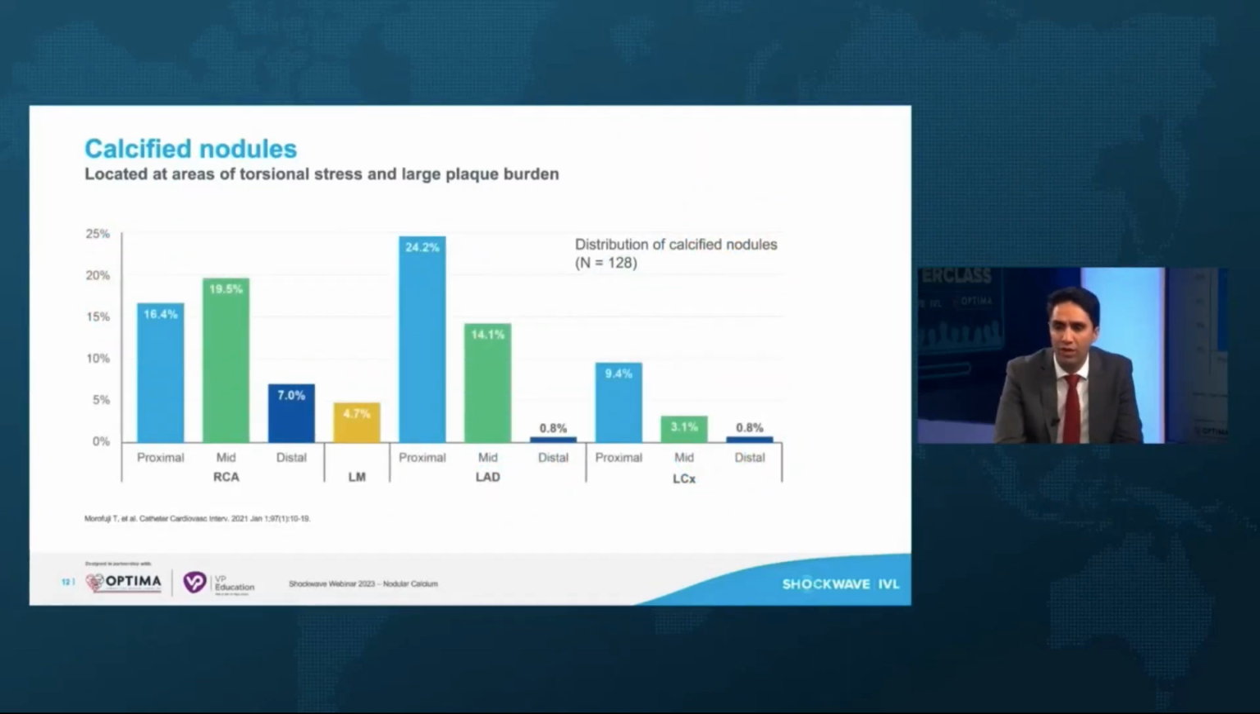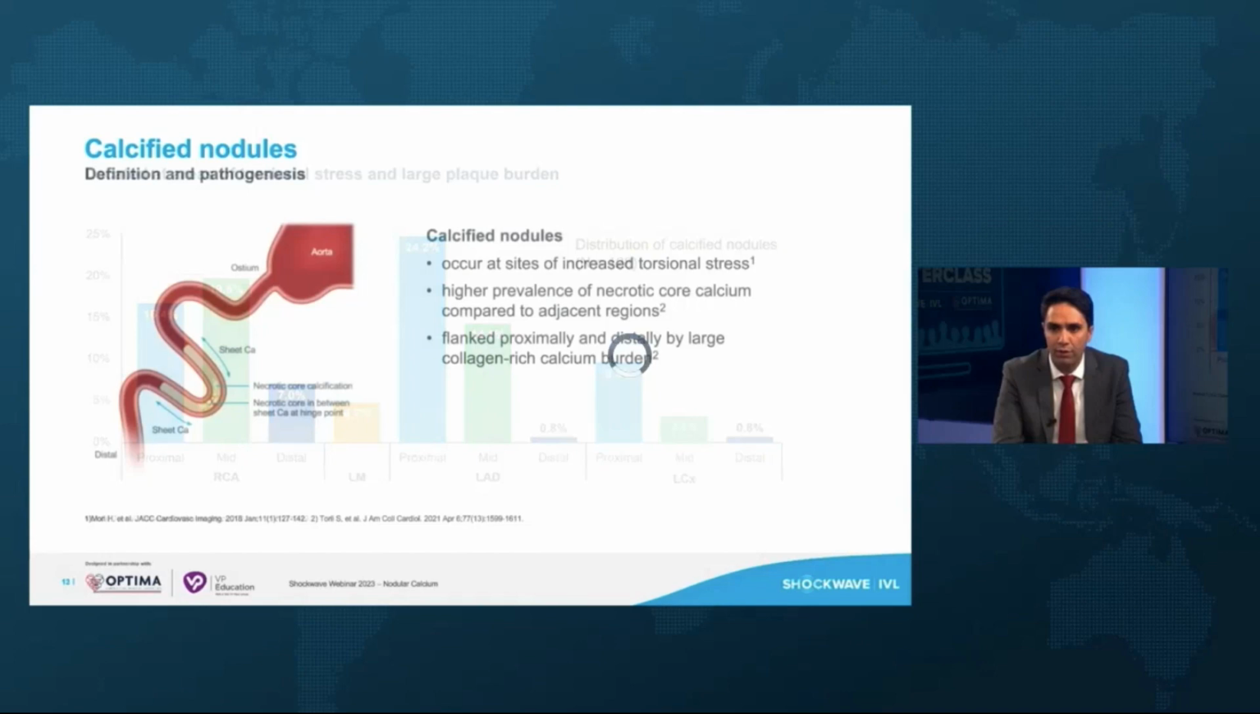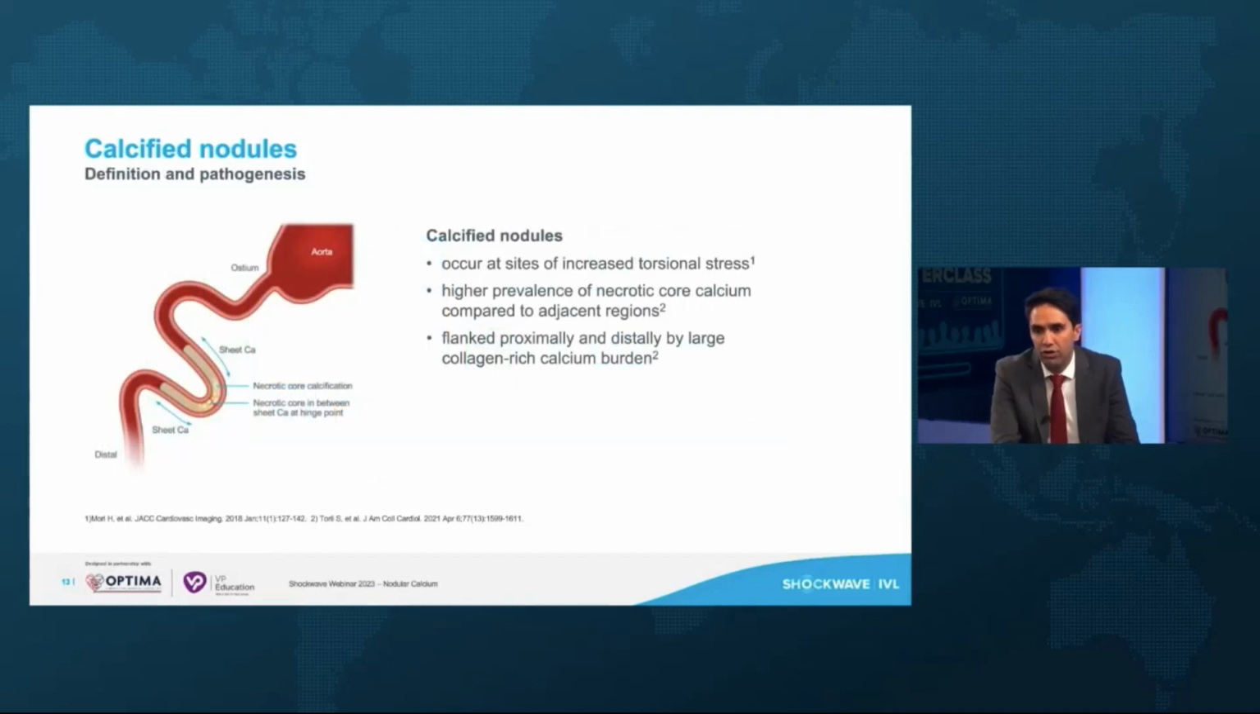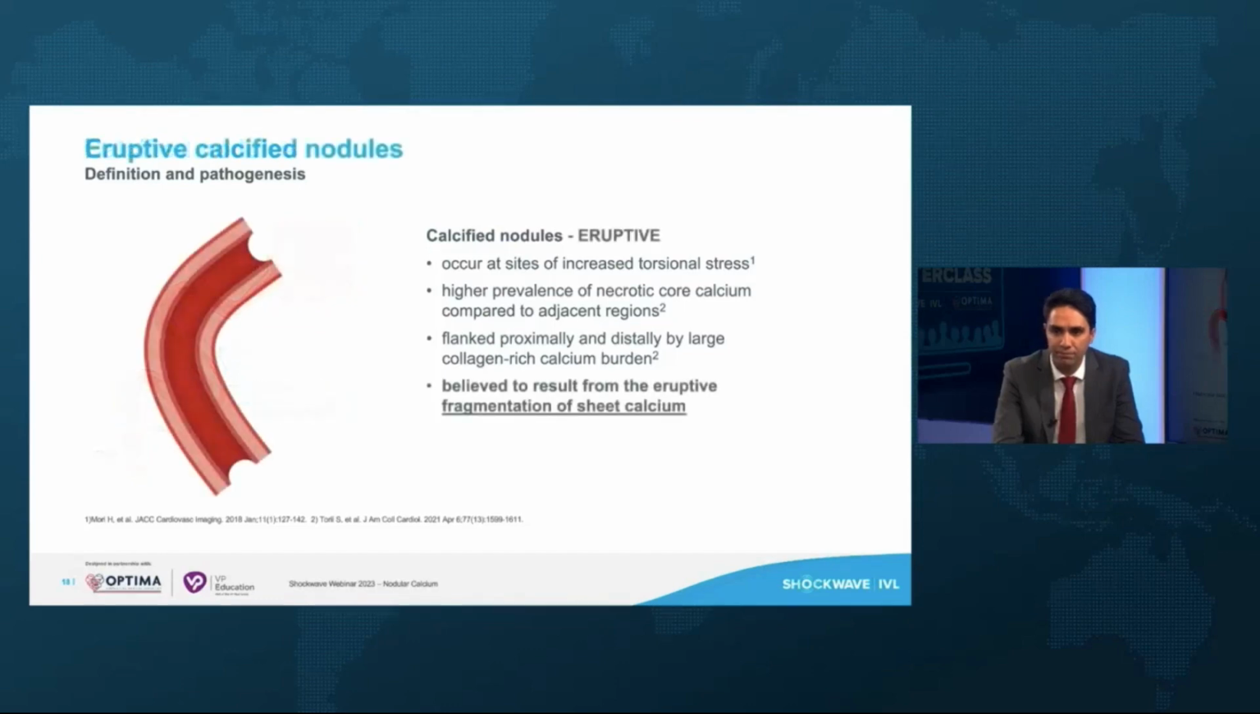This is just another way to look at it. Again, you'll notice that calcified nodules are focused around the proximal to mid vessels and really happen in areas with large plaque burden. Depicted on this cartoon, you can see that calcified nodules happen in areas of torsional stress, have large necrotic core, and critically are flanked proximally and distally by these large collagen-rich calcium burden areas.